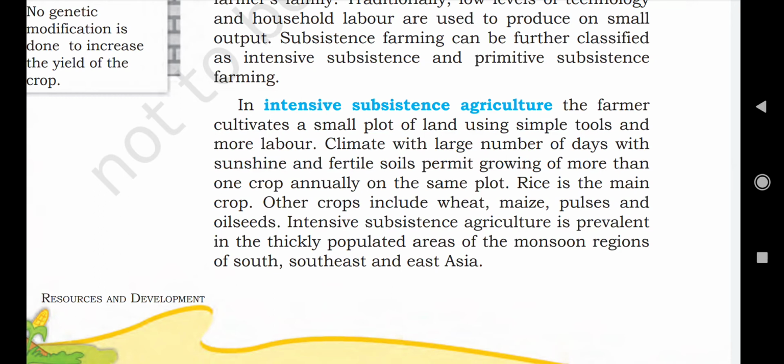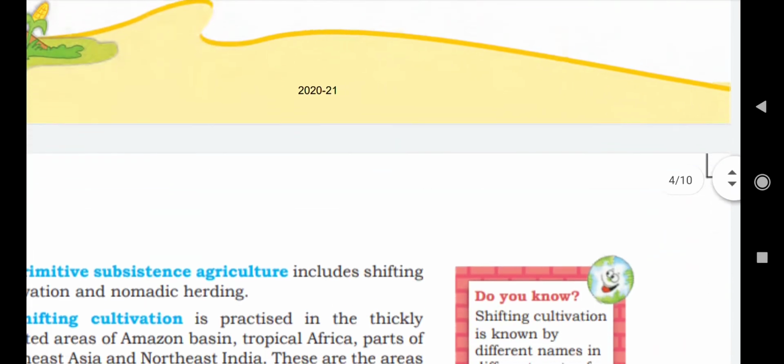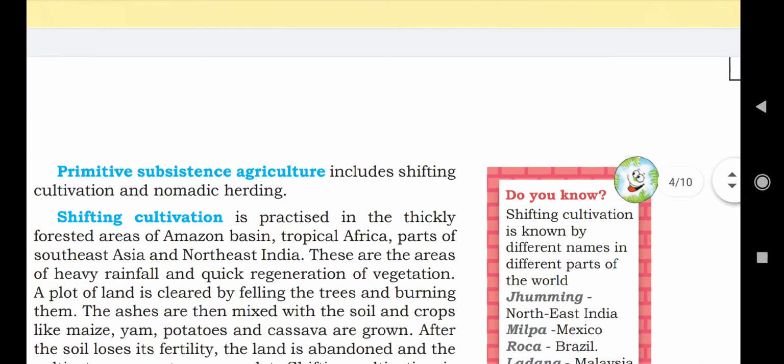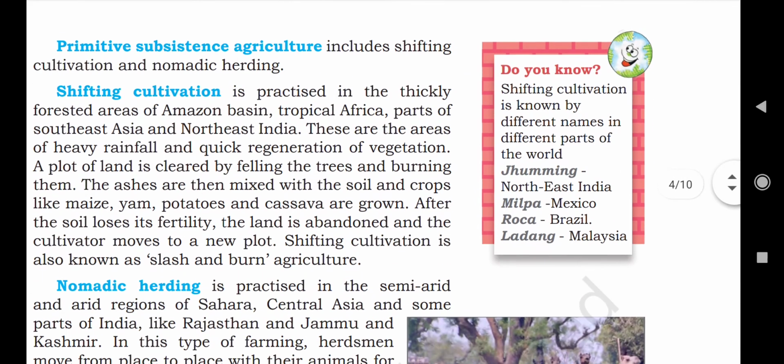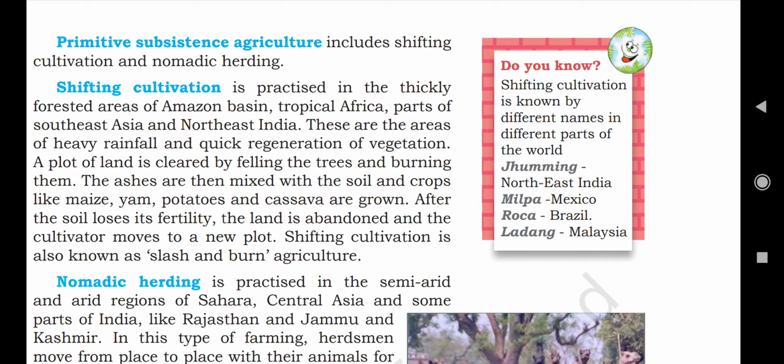Intensive subsistence agriculture is prevalent in thickly populated areas of the monsoon regions of South, Southeast and East Asia. Now let's discuss primitive subsistence agriculture. This agriculture includes shifting cultivation and nomadic herding. Now, what is shifting cultivation?